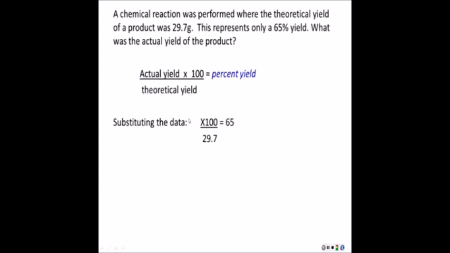So substituting in the data, X in for the actual, theoretical, percent. Next we want to try to solve this finally for X. So now we'd multiply both sides by 29.7. 29.7 would cancel out down here, it winds up here. And I divide both sides by 100. And finally I get this, and that then is my actual yield. So that's one way I can use this formula in some questions.